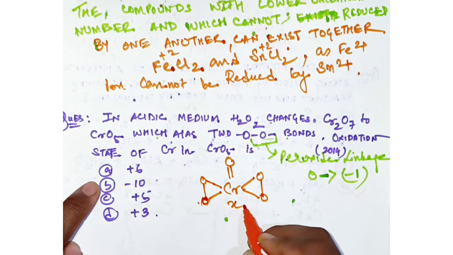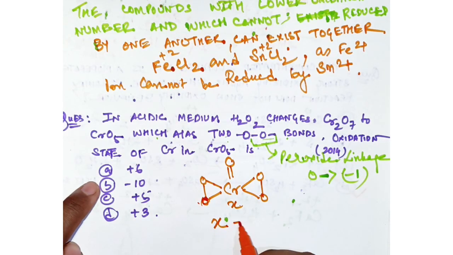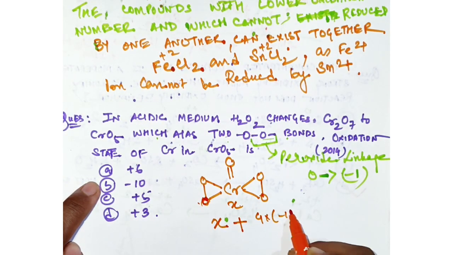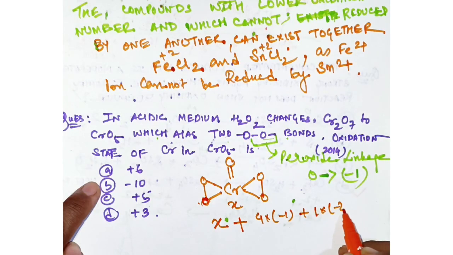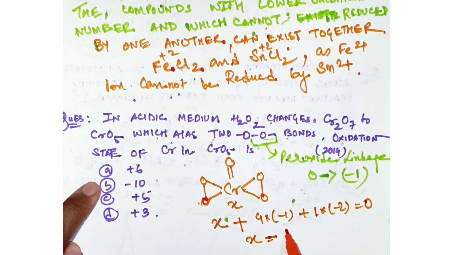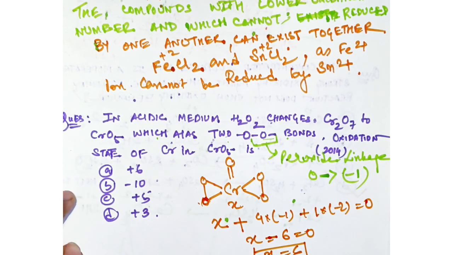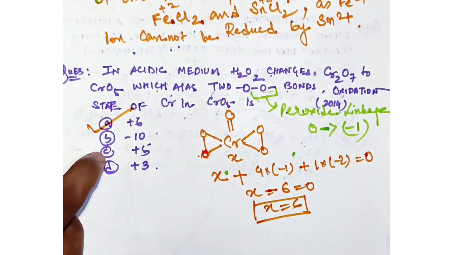So if X is the oxidation state of chromium, then X plus 4 into -1 plus 1 into -2 is equal to 0. So X minus 6 equals 0, so X is equal to 6. Hence the oxidation state of chromium here is +6.